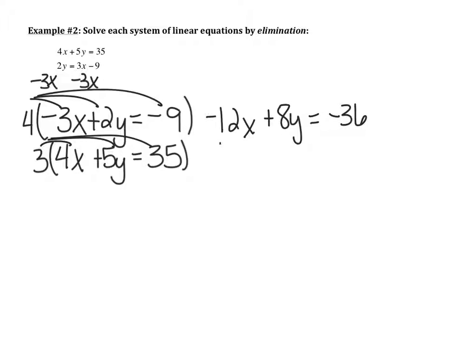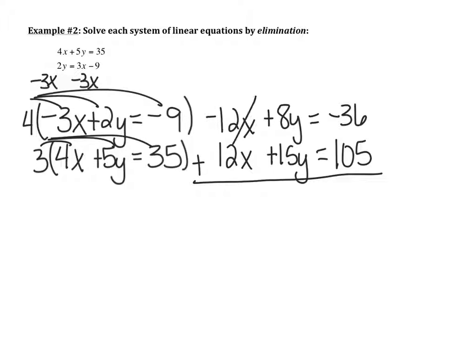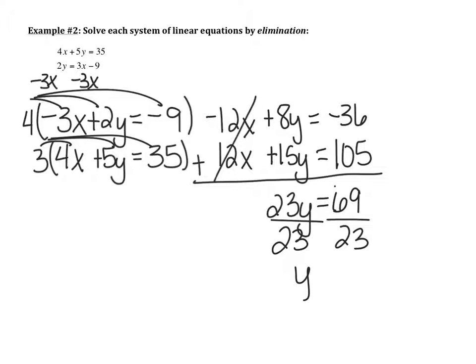Then I'm going to take the 3 times the 4, which is 12x. 3 times 5y is 15y. And 3 times 35 would be 105. So now I'll take my two new equations and I'm ready to add downward. So these x's are going to cancel. 8y plus 15y is 23y. And negative 36 plus 105 is 69. So when I divide both sides by 23, I end up with y equals 3.